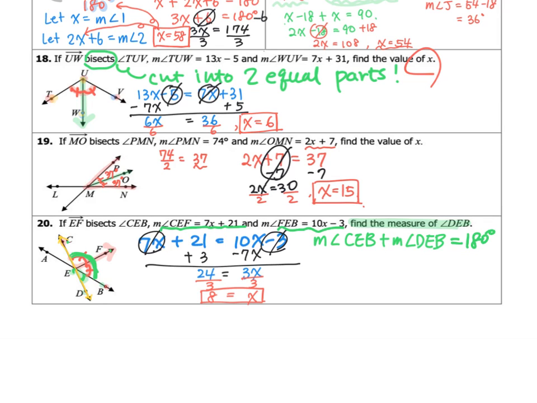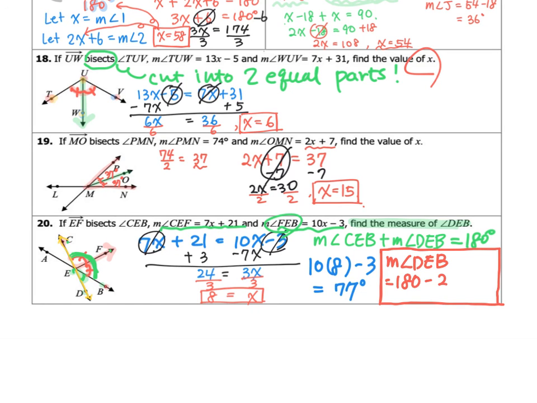Let's plug in 8 into, I'll do FEB. That looks easier. Multiply by 10, right? So that will be 10 times 8 minus 3, which will be 80 minus 3, 77 degrees. So measure of angle DEB is equal to 180 minus 2 times 77, and that will be 26 degrees. Yay, we got the final answers.